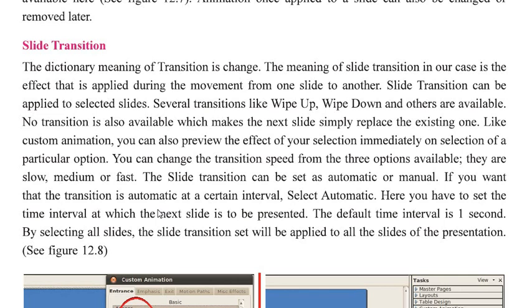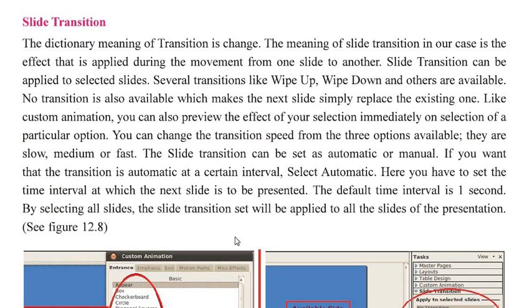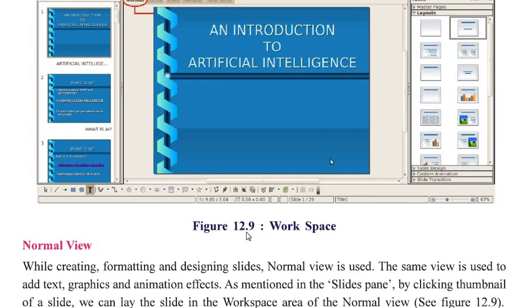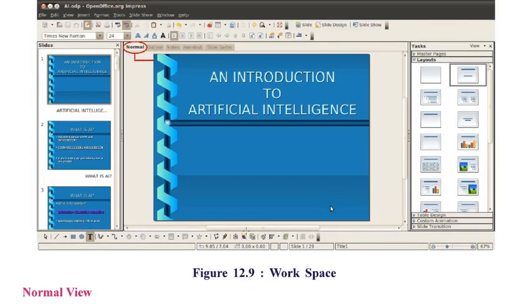The slide transition can be set as automatic or manual. If you want the transition to be automatic at a certain interval, select the automatic option. Here you have to set the time interval at which the next slide should be presented. The default interval is 1 second. By selecting all slides, the slide transition set will be applied to all the slides in the presentation. In this figure, what is given then? Fine.